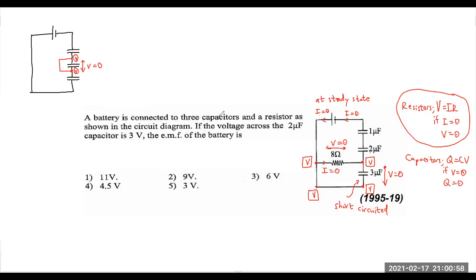Okay, so what is the question? A battery is connected to 3 capacitors and a resistor as shown in the circuit diagram. If the voltage across the 2 microfarad capacitor is 3 volt, find the EMF of the battery. The EMF of the battery means the voltage of the battery.